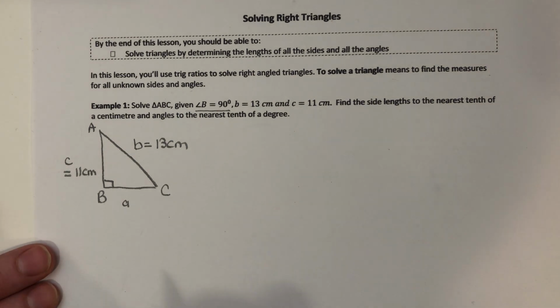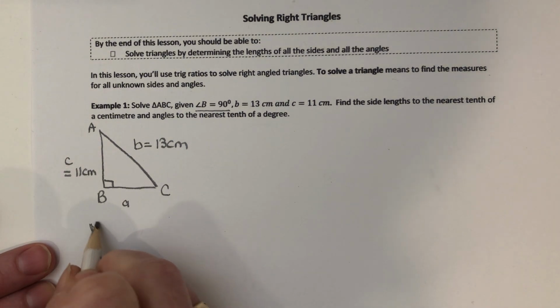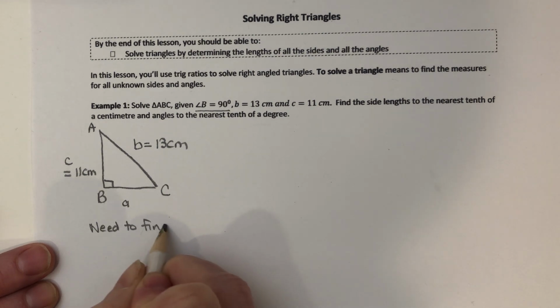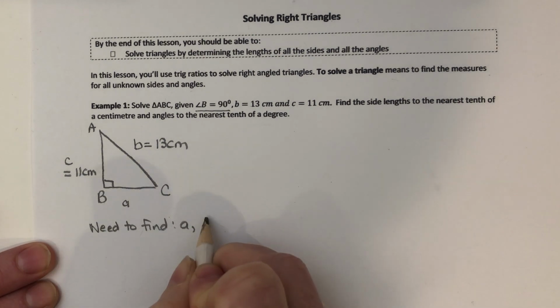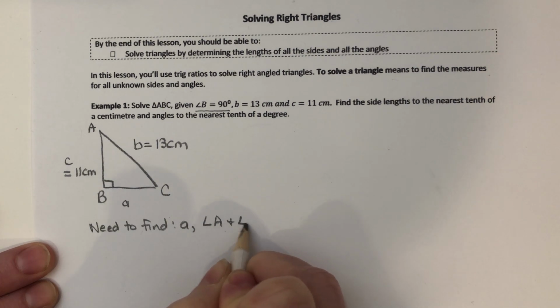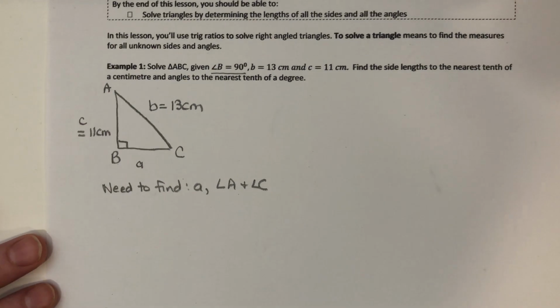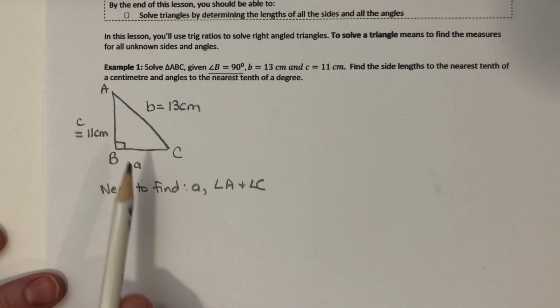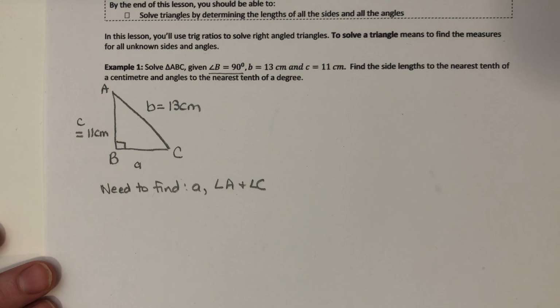So what do we need to find here if we need to find all the unknowns? We need to find side A, angle A, and angle C. Now, there's often many ways to solve a triangle. It really is what pops out to you first. What pops out to me in this question is that I have a right angle triangle and I have two of the three sides. So to me, what comes out is that I should use the Pythagorean theorem.